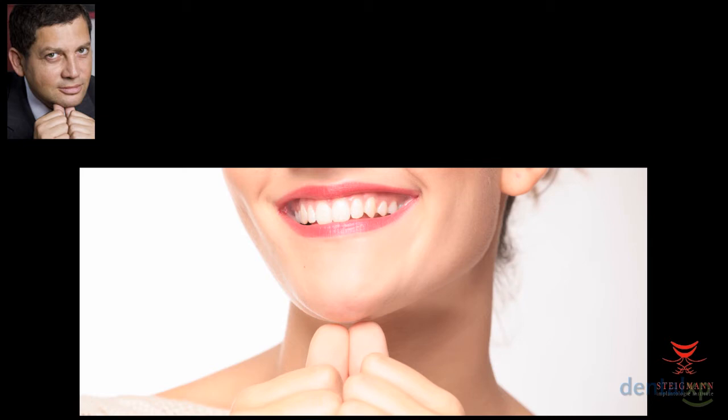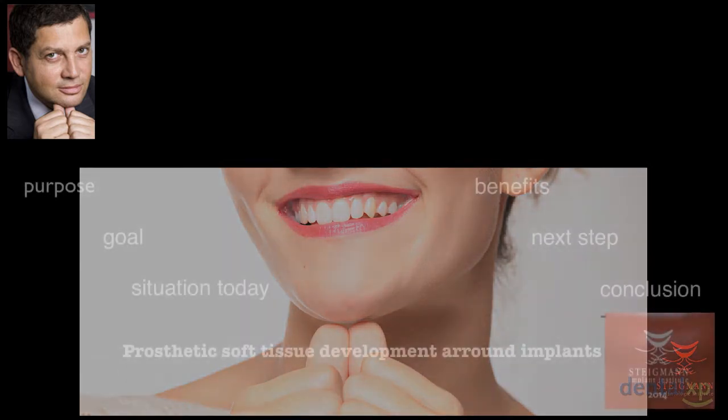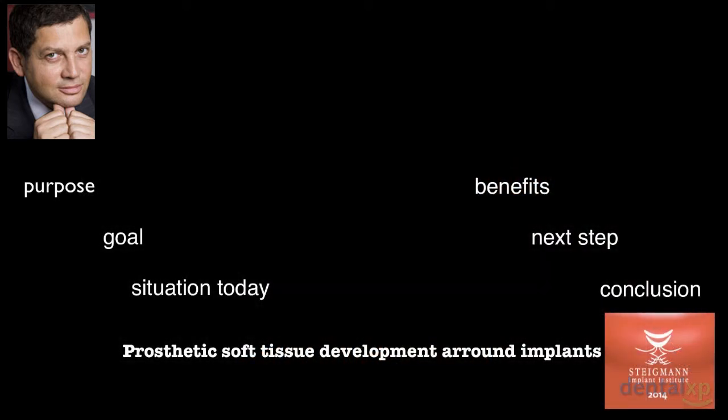Today I'm going to give you a small presentation about the prosthetic soft tissue development, which is absolutely necessary in the world of implants today. Prosthetic soft tissue development around implants has the purpose to create or maintain a prosthetic scaffold so the implant emergence has a natural appearance for a long period of time.